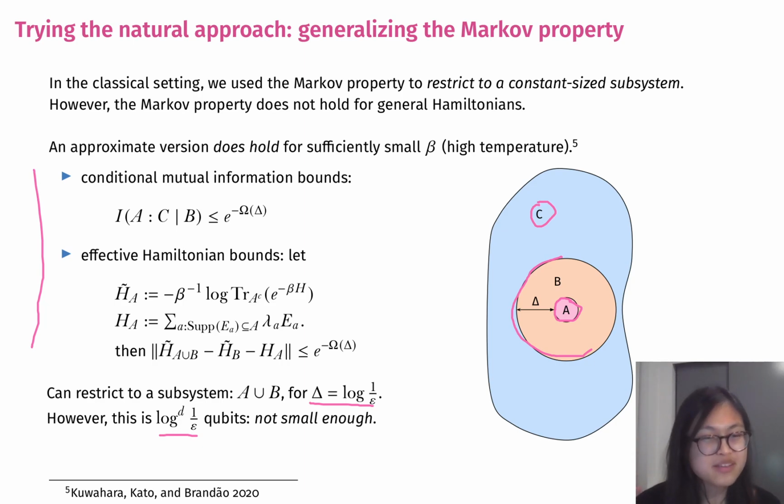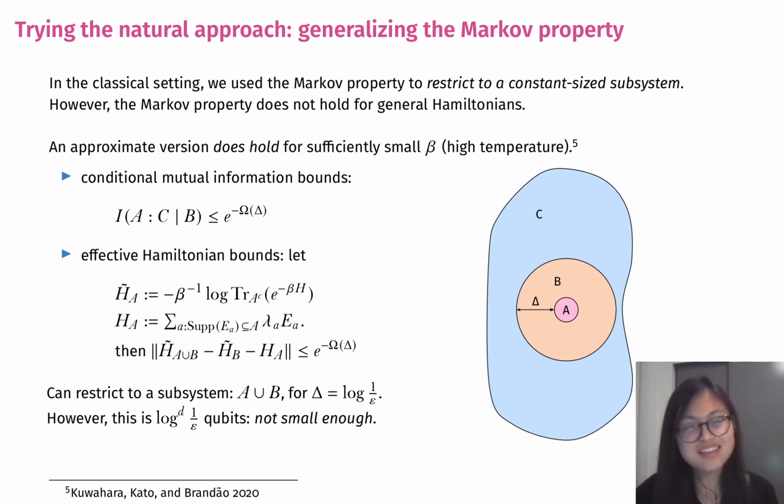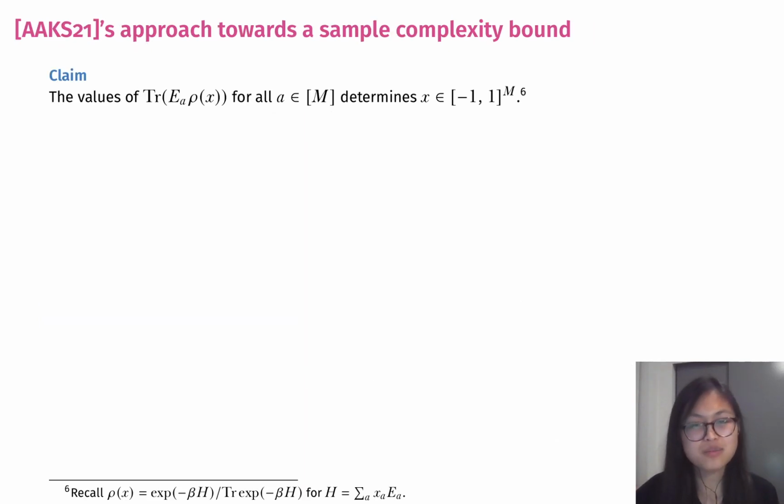So in order to get around this, we basically just look at a more refined analysis for how these bounds are proven. And this will turn out to be enough to give us the algorithm that we want. But it's a sort of roundabout way to get there. So let's begin with how AAKS gets their sample complexity bound. So how the prior work is able to get their sample complexity result.